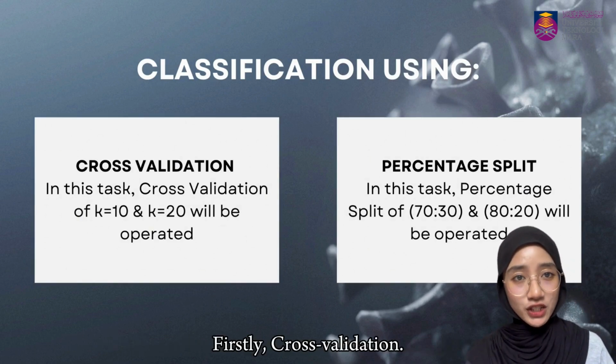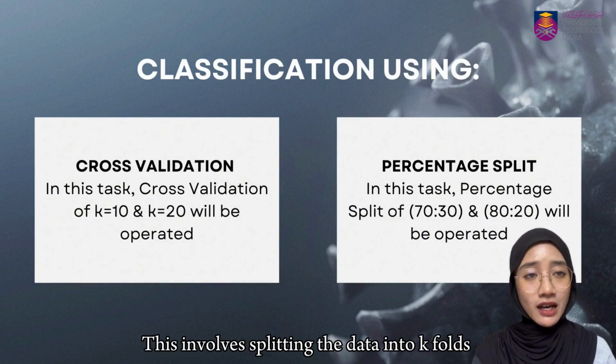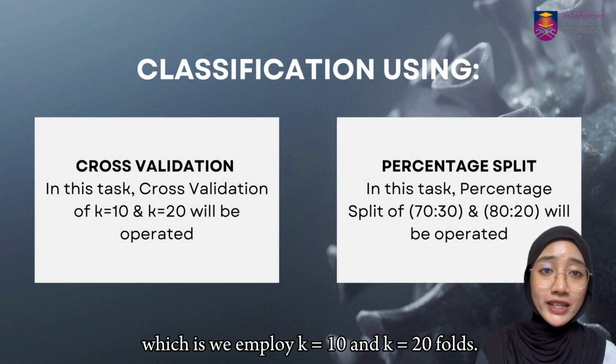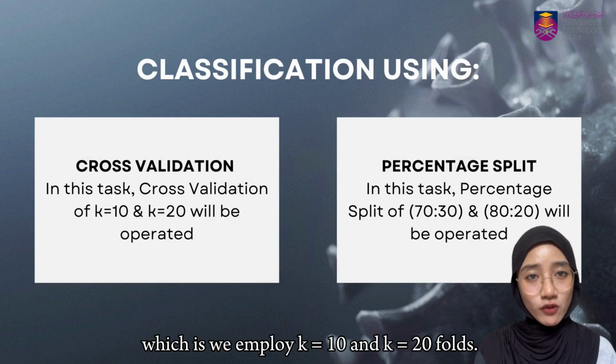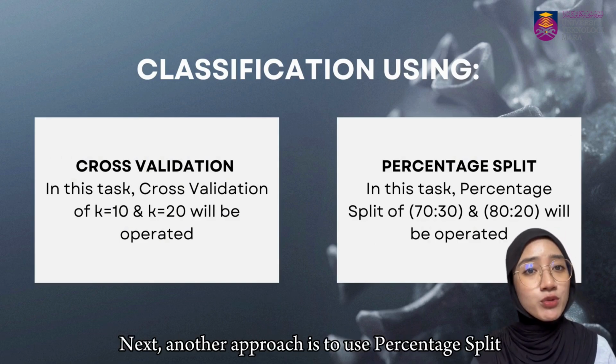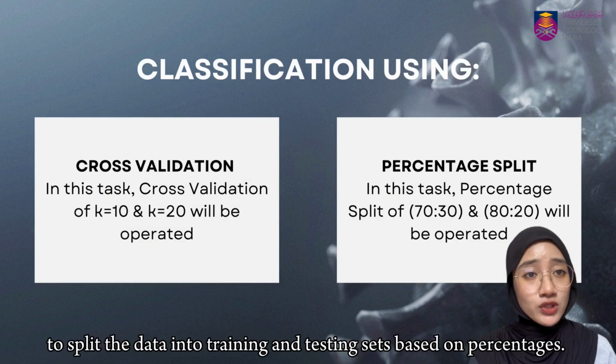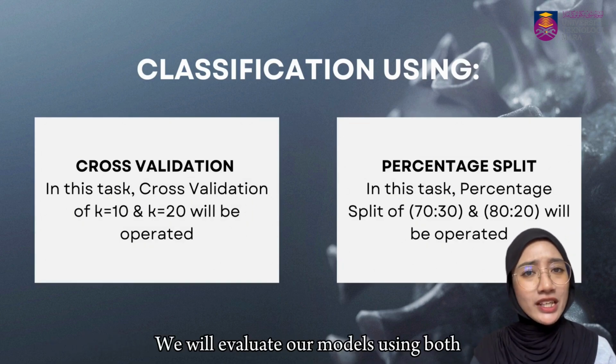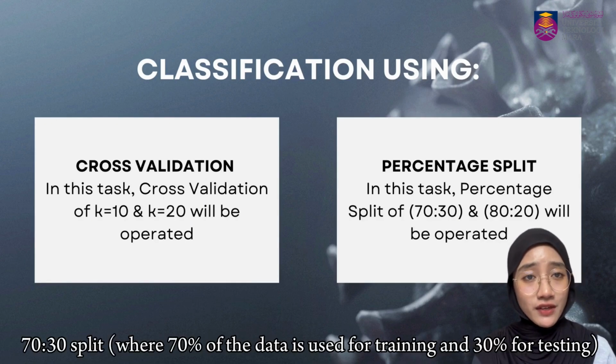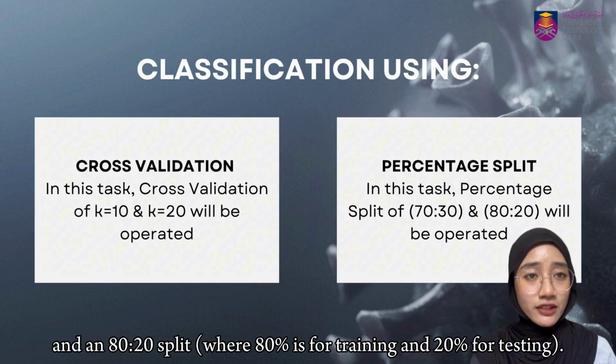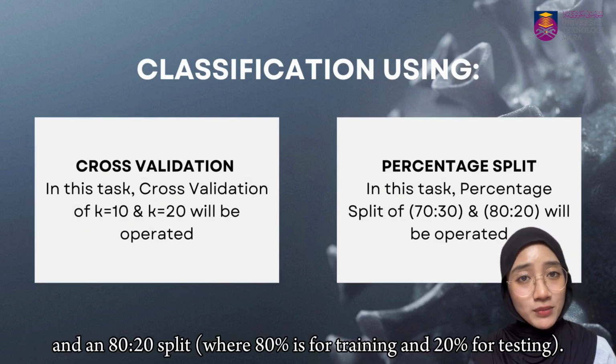Firstly, cross-validation. This involves splitting the data into k folds, which we will employ k equal to 10 and k equal to 20 folds. Next, another approach is to use percentage split to split the data into training and testing sets based on percentage. We will evaluate our model using both a 70:30 split, where 70% of the data is used for training and 30% for testing, and another one, an 80:20 split, where 80% is for training and 20% is for testing.